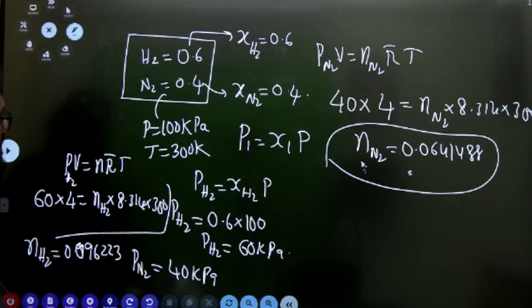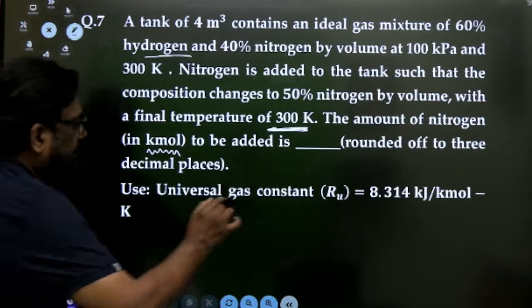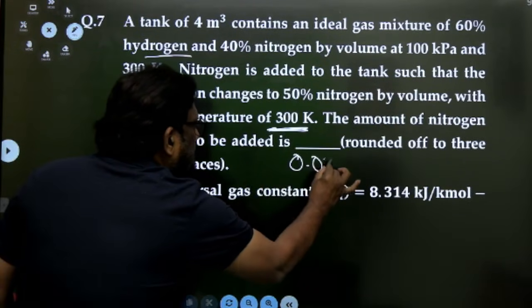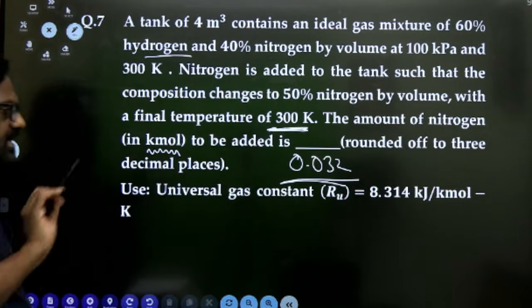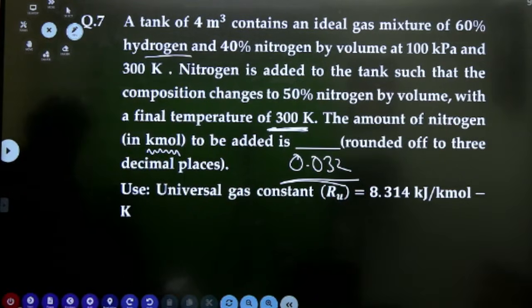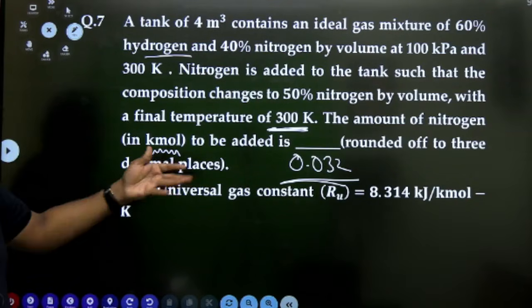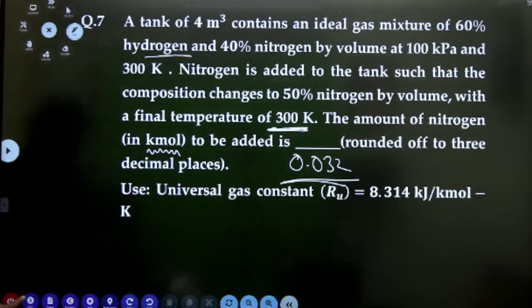So let me fill in the answer: 0.032. I don't know exactly how much range the GATE key has released. Let's see. Once it is released, do cross-check the answers.